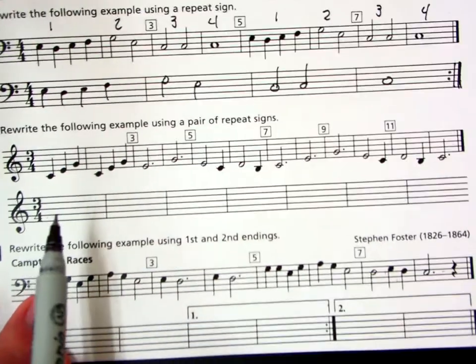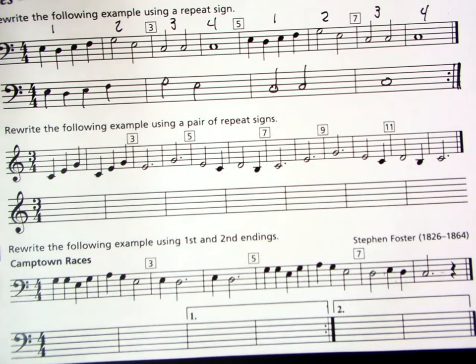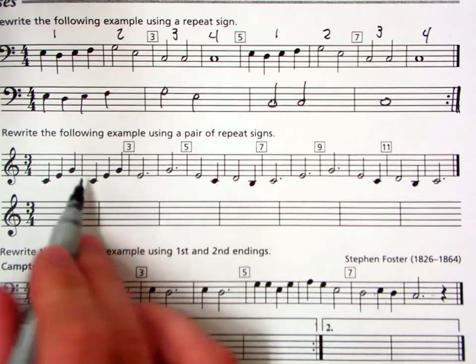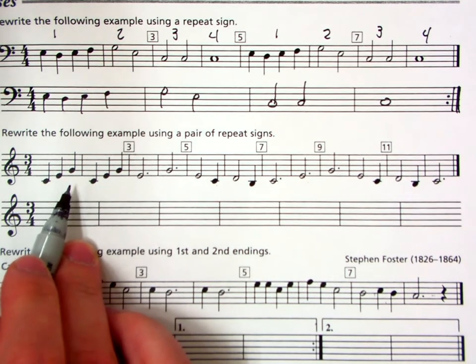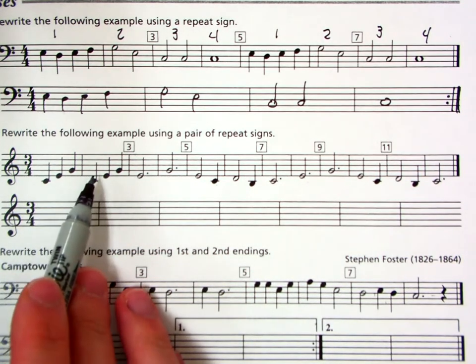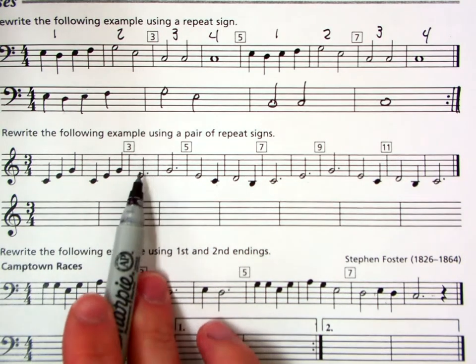Okay? The second example says to rewrite the following example using a pair of repeat signs. Now I always find this example a little tricky because it gives you these 2 measures that are exactly the same at the beginning. But if you remember, up at the beginning, it did the same thing. So we need to know that these 2 measures aren't going to be repeated. They're not going to have a repeat sign.